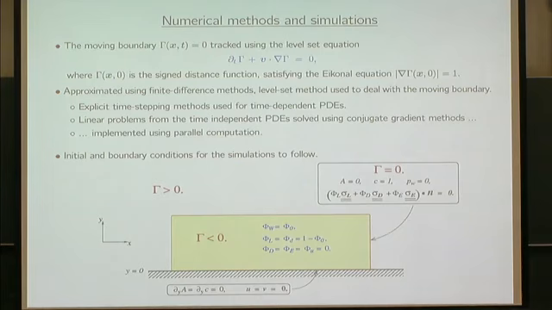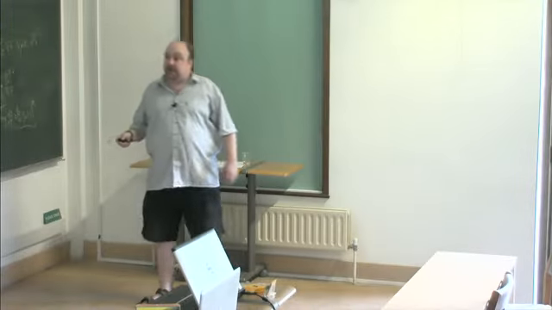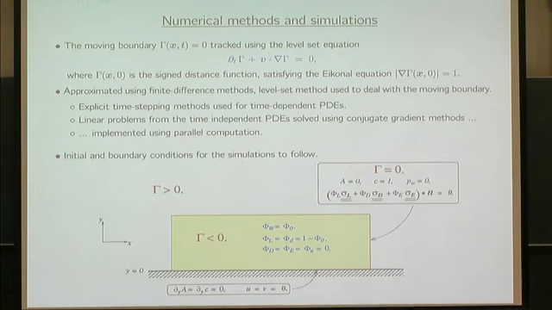So basically, we introduce an extra variable, this gamma, and this gamma is defined so that it's 0 on the boundary. And we solve this transport equation, and this gamma equals 0 is going to move with the local velocity. So as the biofilm evolves, where gamma equals 0 is going to follow the edge of the biofilm, and that defines where the biofilm is. So it's quite a neat way to track moving boundaries.